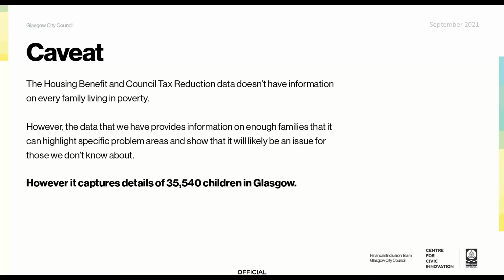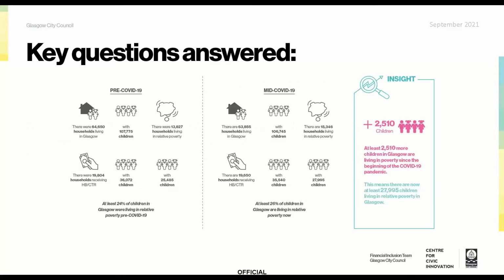So if we move on to the next slide, please. So we've 63,855 households in Glasgow where someone's claiming child benefit. And there's roughly about 106,745 children in those households. And that's the same as the pre-COVID report, not a huge difference there.